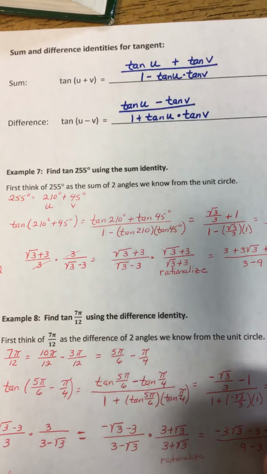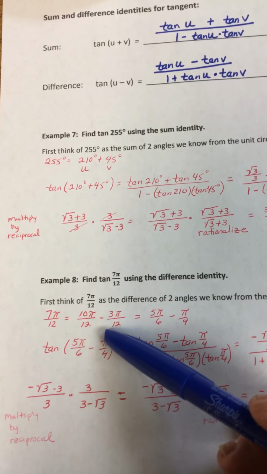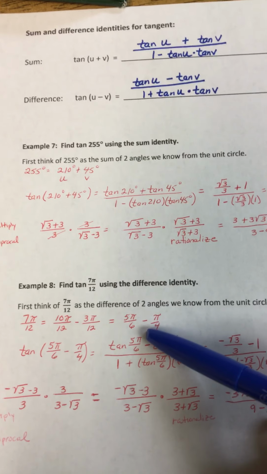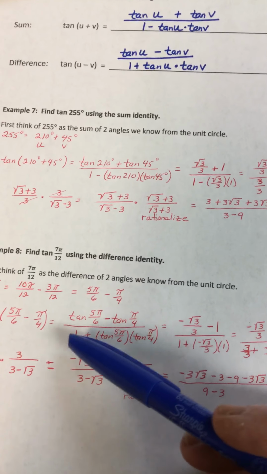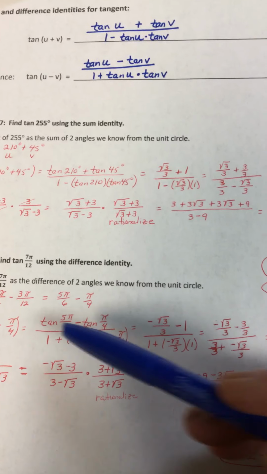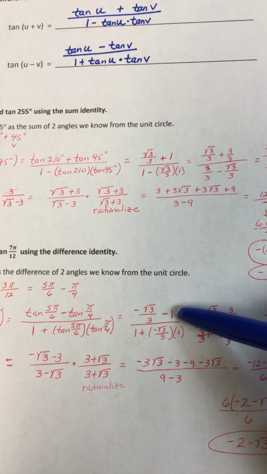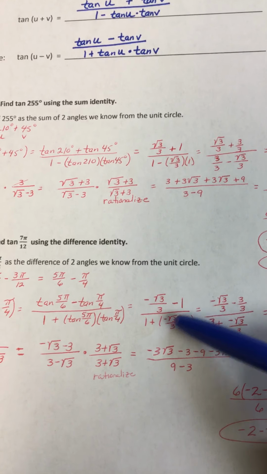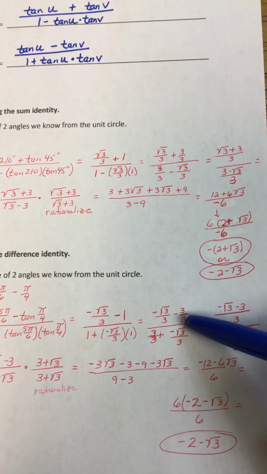So that would work. So now I have the tangent of 5 pi over 6 minus pi over 4, over 1 plus the tangent. So it's now the tangent of 5 pi over 6 is a negative square root of 3 over 3, minus the tangent of pi over 4, which is 1. The 1 has to turn plus. This is a negative square root of 3 over 3 times 1. Change my 1 into 3 over 3 so that I can actually subtract.